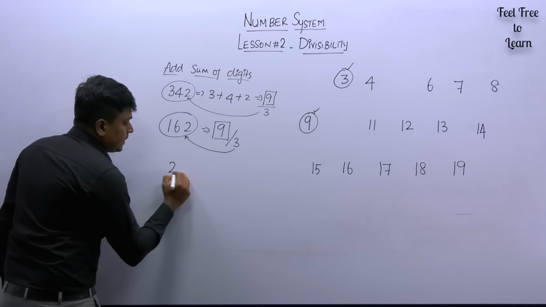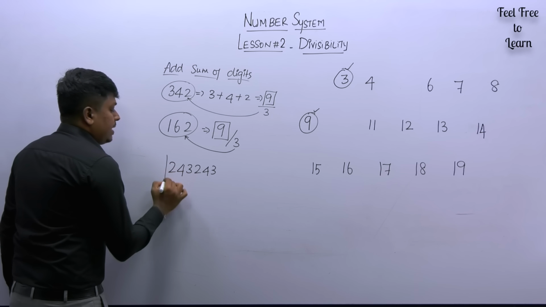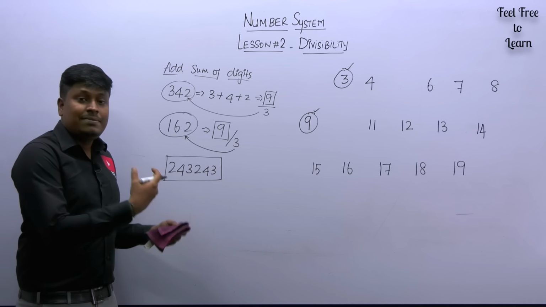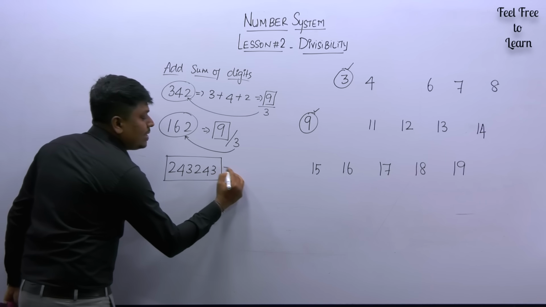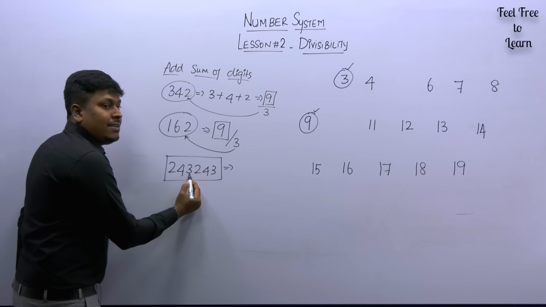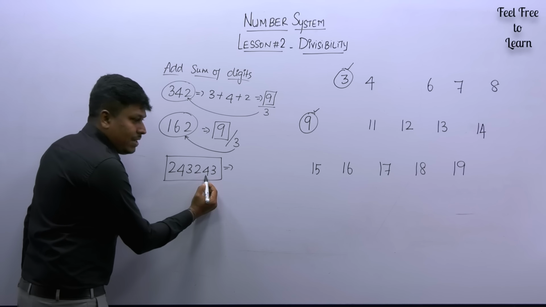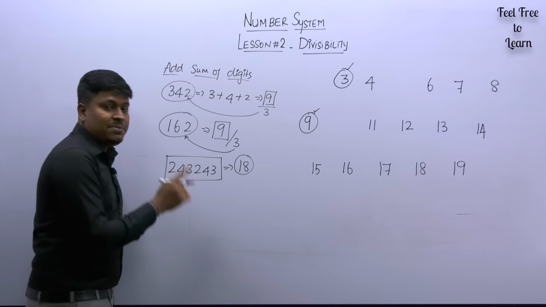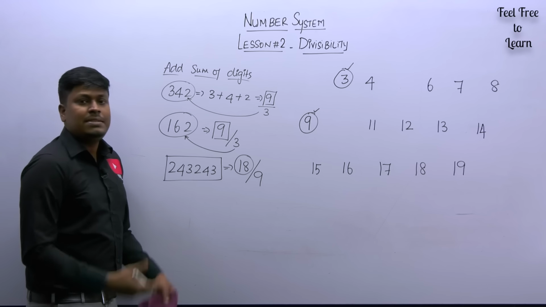We can go with 243. So just see here, they have given a number, that is 243, and we need to check whether it is divisible by which of these numbers. So what you need to do is add all the digits, right? 2 plus 4 will be 6. 6 plus 3 will be 9. So after adding all the digits, we got 9. Is 9 divisible by 9 or not? Yes, it is divisible by 9.